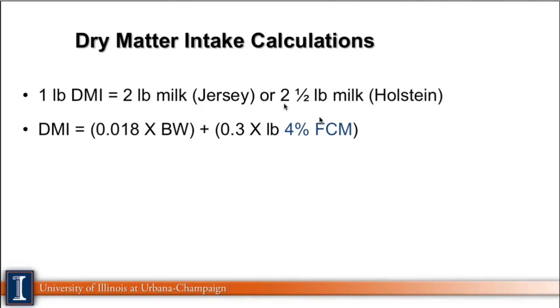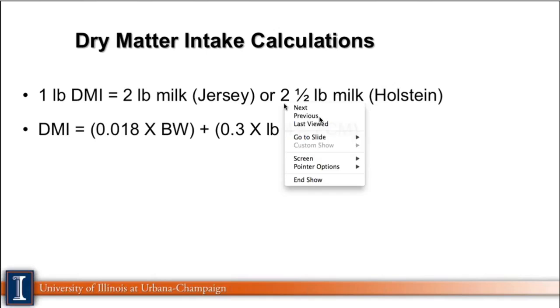So we have some guidelines, some rules of thumb, that 1 pound of dry matter intake, I'm going to be referring to DMI, dry matter intake, is equal to 2 pounds of milk in a Jersey cow or 2.5 pounds of milk in a Holstein cow, okay? And we have the requirements of dairy cow that tell us that the dry matter intake can be estimated by that formula that I can show you. So if you have the body weight and how much milk a cow is producing, we can pretty much predict how much she is going to be eating, okay?